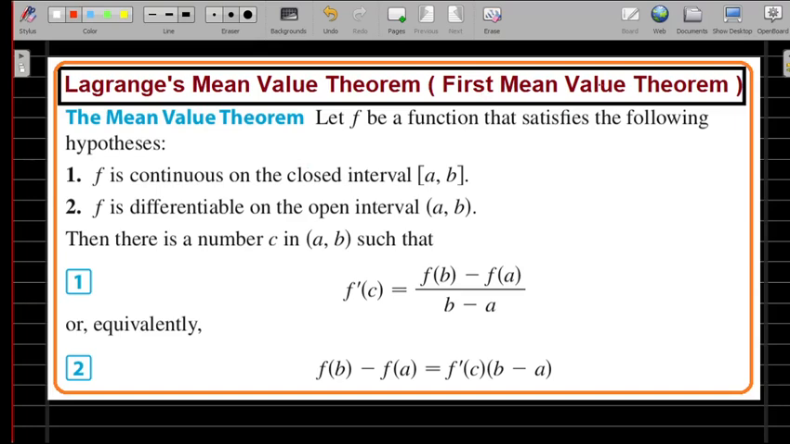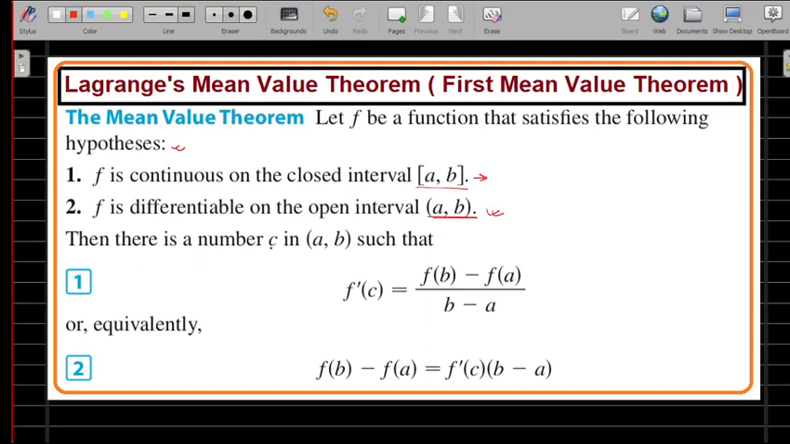This is also called the first mean value theorem. It states that let f be a function that satisfies the following hypothesis. F is continuous on the closed interval [a, b]. This is similar to Rolle's theorem. F of x is differentiable on the open interval (a, b). This is also similar to Rolle's theorem.